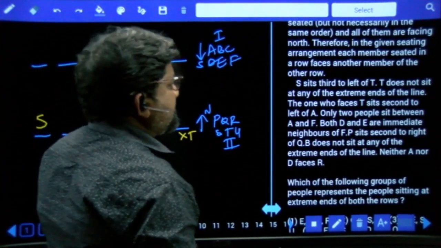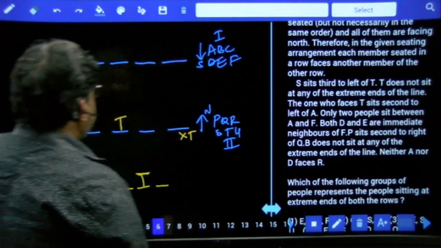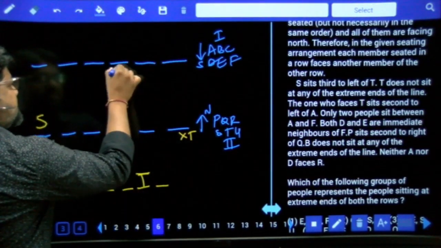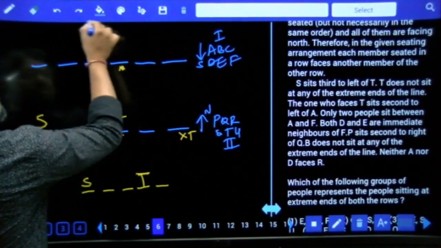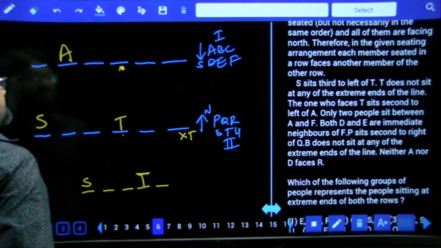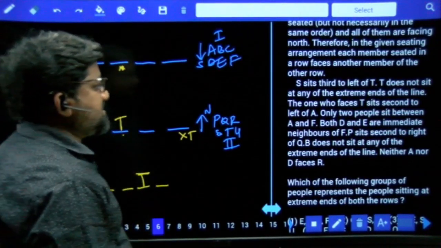I sits third to the left of T, done. The one who faces T sits second to the left of A. The one who faces T, this person, sits second to the left of A. These are facing south, so left is your right. This person is second to the left of A, because when somebody faces south, our right is their left.